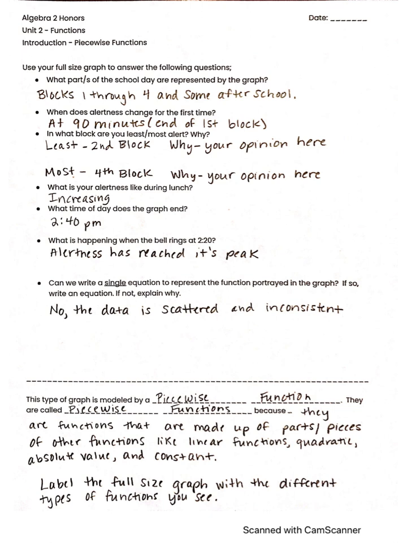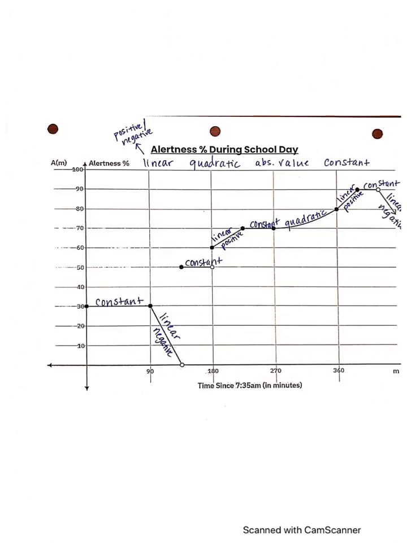They are called piecewise functions because they are functions that are made up of parts or pieces of other functions, like linear functions, quadratic functions, absolute value functions, and constant functions. Go back to your full-size graph. Label the full-size graph with the different types of functions that you see. So our options of what we can label are linear, specifically a positive linear graph or a negative linear graph, quadratic, absolute value, or constant.